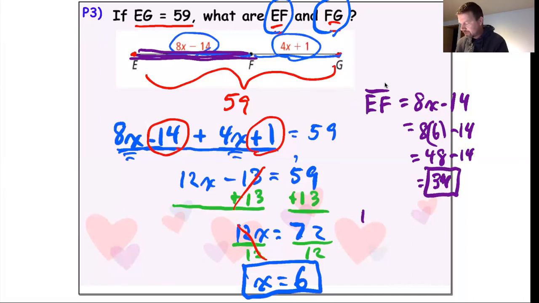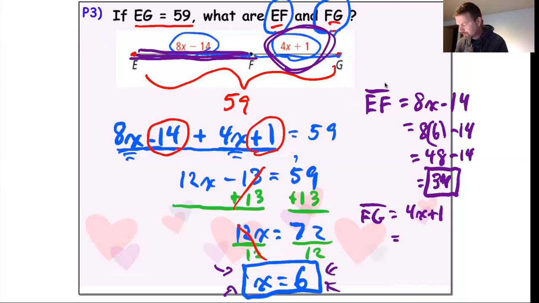Let's also find FG. FG was right up there, 4x plus 1. But again, now I know what x is. X is 6. So I can plug that 6 in. Instead of 4 times x plus 1, it's 4 times 6 plus 1. 4 times 6 is 24, plus 1 more is 25.